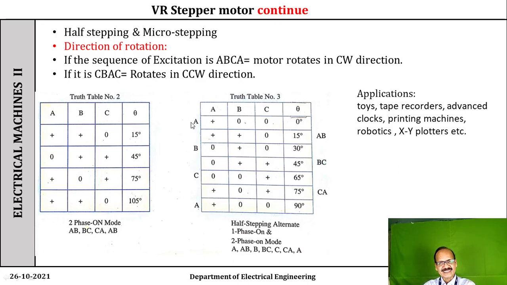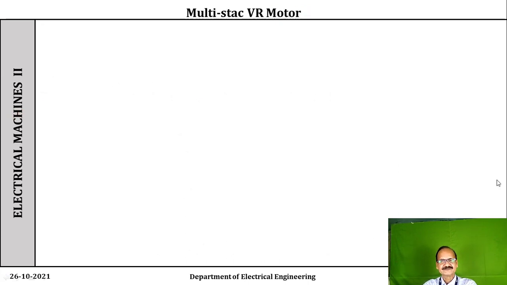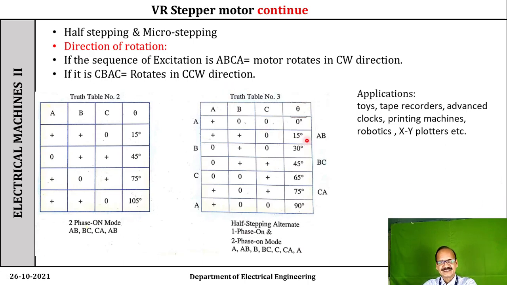So if you put A, B, C, A on this side, that is one phase on, and on the right hand side, two phase on, the combination of this, that is A, AB, B, BC, C, CA, A, AB, will give you half stepping, that is the stepping angle reduces. Further we can obtain micro stepping or mini stepping also.